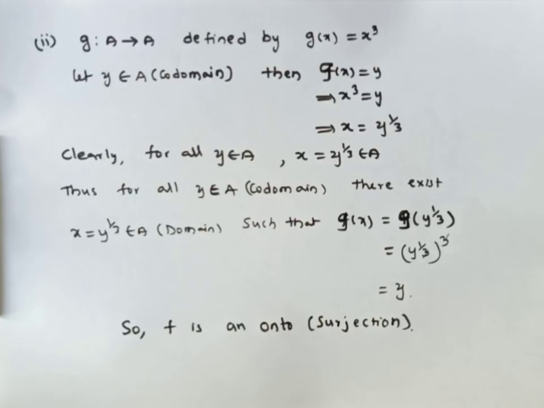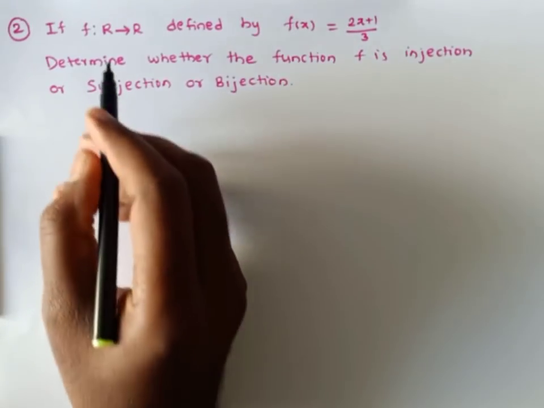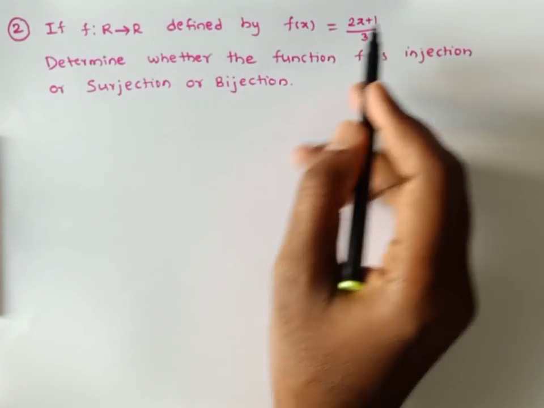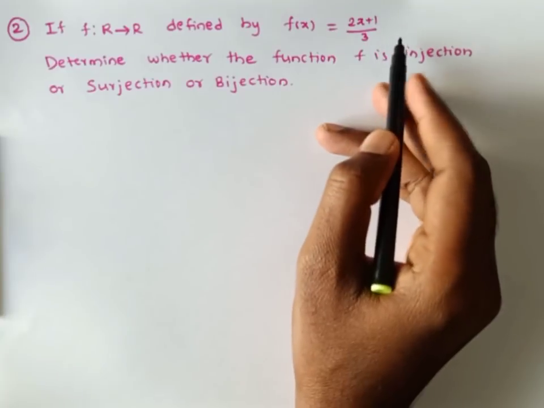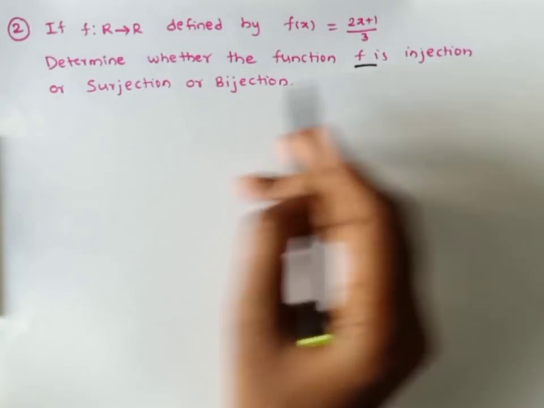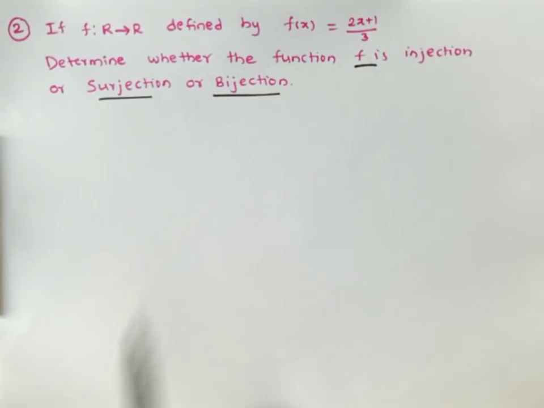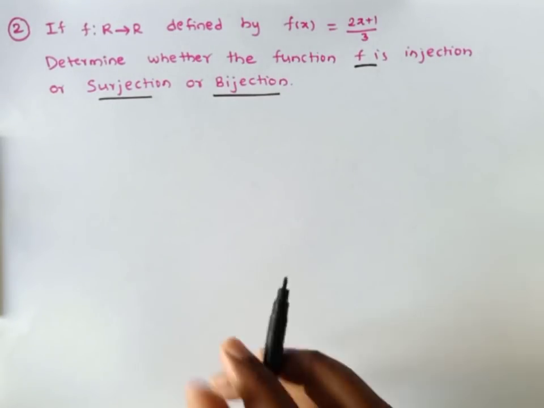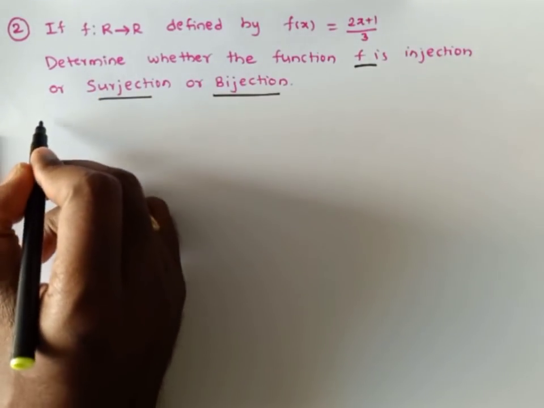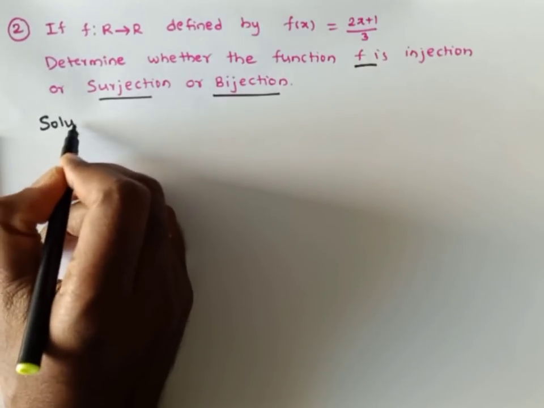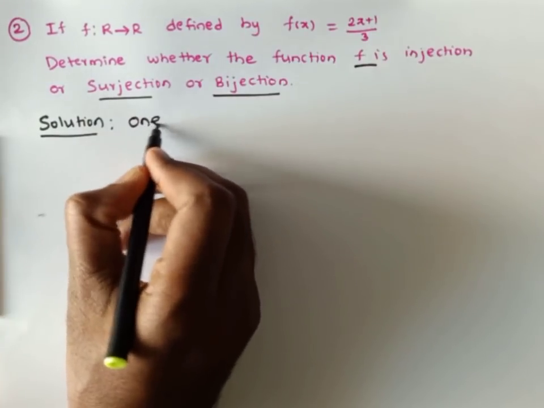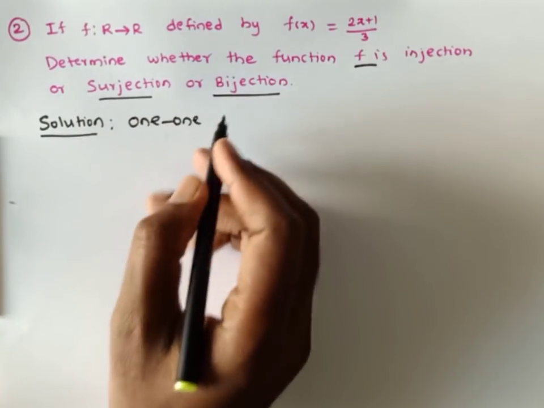See the second problem. If f from R to R is defined by f of x equals 2x plus 1 by 3, so it is a linear function. Determine whether the function f is injection or surjection or bijection. So you need to check whether the given linear function from R to R is bijective or not. So first we need to check one-one function. Let us check with the one-one or injection function. One-one is nothing but injection, right?